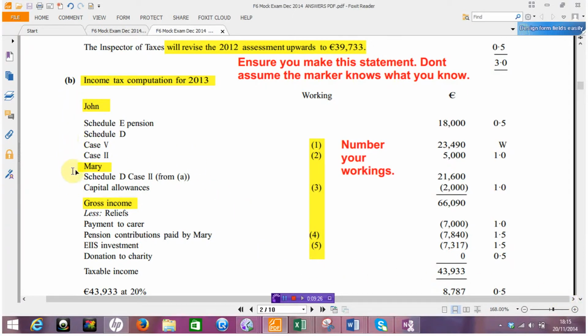We know that it's going to be joint assessment. So you'll see that we're just simply trying to list the income, and then obviously list the reliefs, and then indeed the application of the rates, and then the credits.